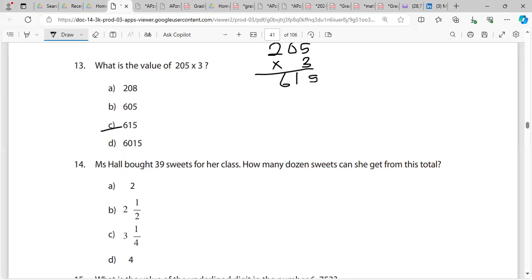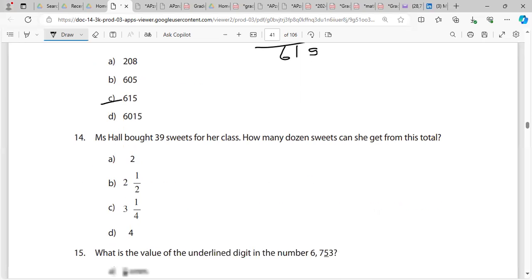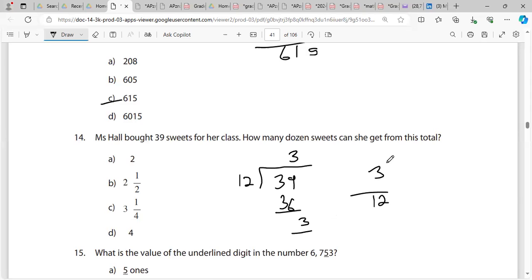Miss Hall bought 39 sweets for her class. How many dozens of sweets can she get from this total? Now, a dozen is 12, so what do we have to do? Divide 39 by 12. And we can get 3 out of it, right? 12 plus 12 is 24, plus that 12 is 36. So that gives us 36. That leaves 3 out of the 12. So let's break down 3 out of 12. Now we can use 3. 3 into itself 1. 3 into 12, 4. So it's 3 1/4 dozen.